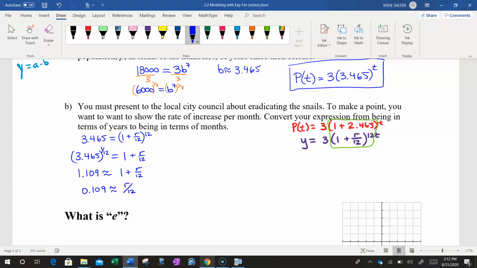Now, as weird as this is, we want to solve for r. But you got to remember that r is the yearly rate, and in this case, it wants us to describe the rate of the increase per month. So we actually are going to leave it right there at r over 12.